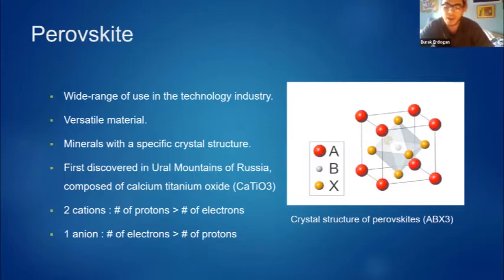The mineral perovskite was first found in the Ural Mountains of Russia. It is composed of calcium titanium oxide. A perovskite has to have two cations. Cations are elements which have more protons than electrons. It also has to have one anion. Anions are elements which have more electrons than protons.